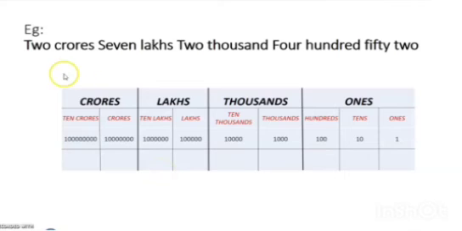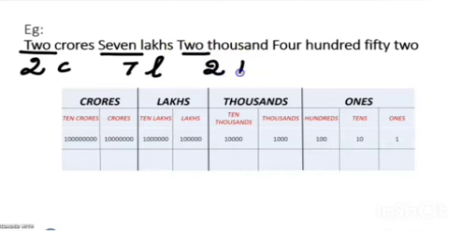As an example of writing numbers from a number name, I have taken here 2 crores 7 lakhs 2,452. Now let's start from 2 crores onwards. Let's write this in numbers. So we have 2 crores here and we have 7 lakhs. Then we have 2,000. So we have 2,000s and 452.